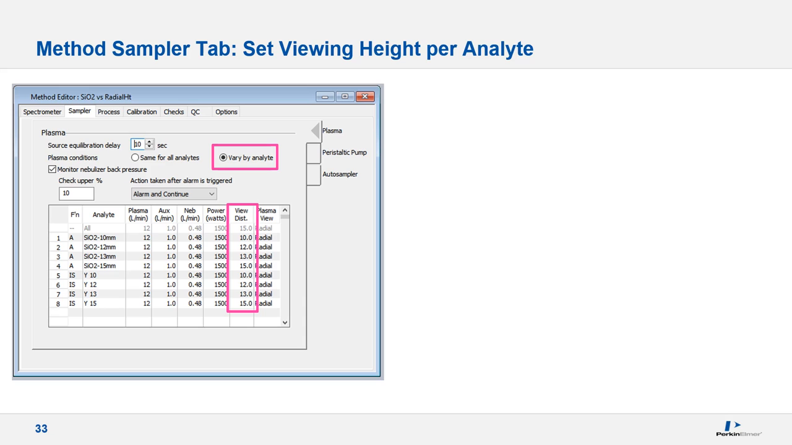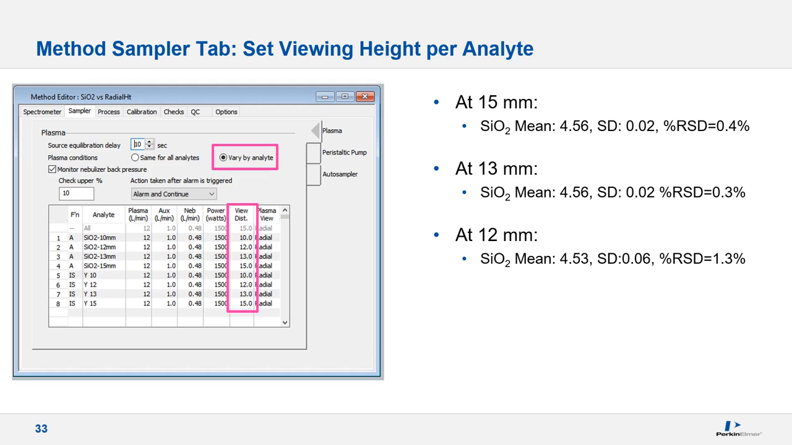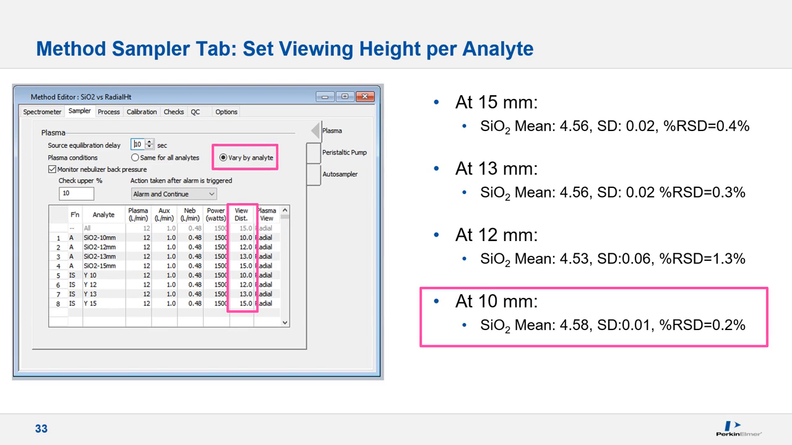A series of over 400 measurements were made over 2 days, and here are the results. We see that the mean values are lower than expected, and the RSD is higher than the limit of 0.2% at the viewing heights of 15, 13, and 12 millimeters. However, at a 10 millimeter viewing height, the mean value matches the historical values for the control sample and the precision is 0.2%, which was what was acceptable.